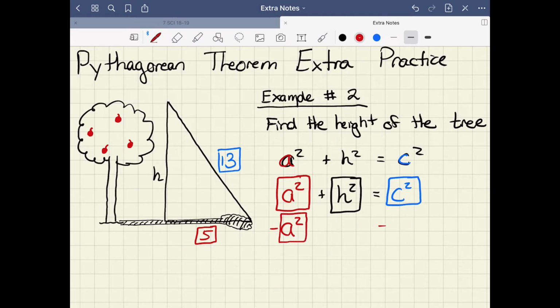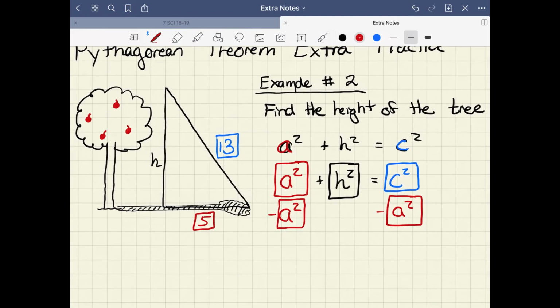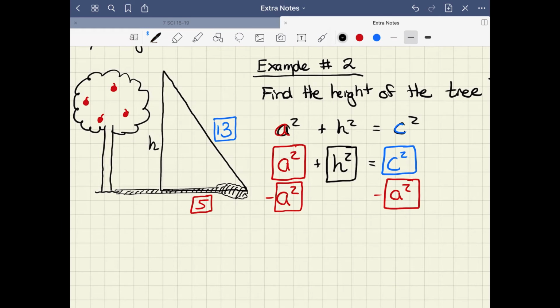And that means I must also subtract a squared from the other side. What I do to one side, I must do to the other. And I am now left with h squared equals c squared minus a squared.